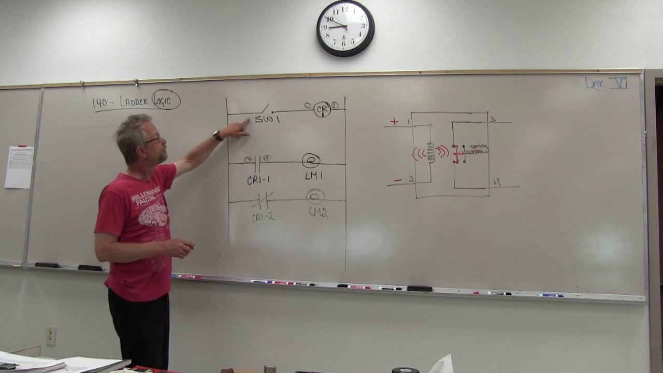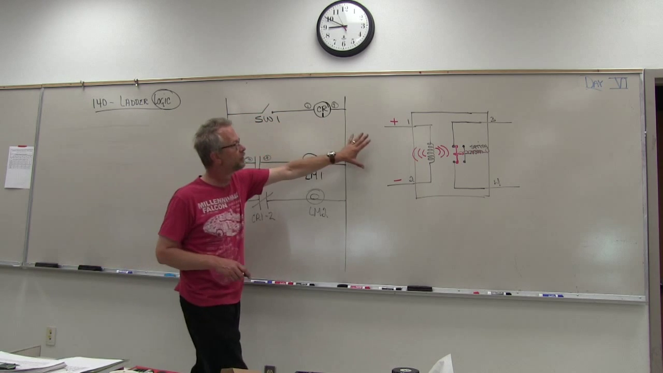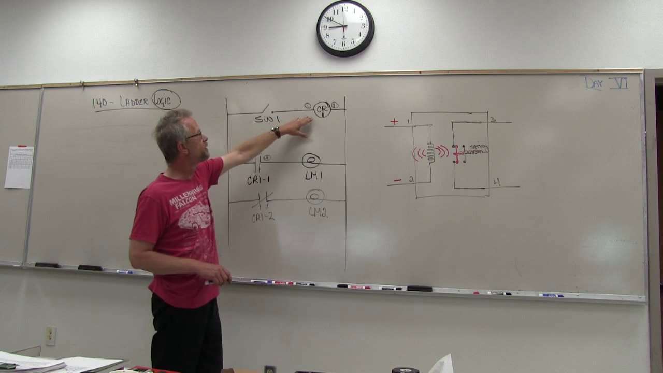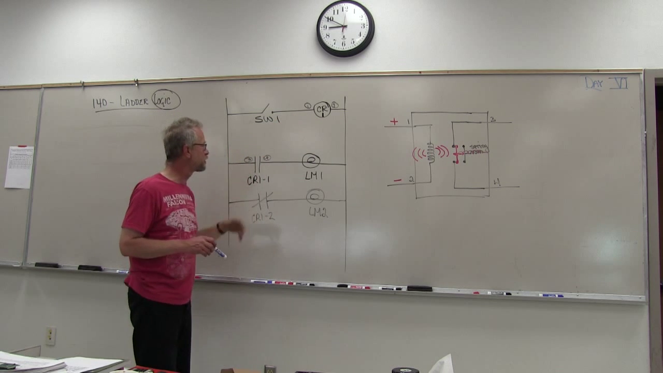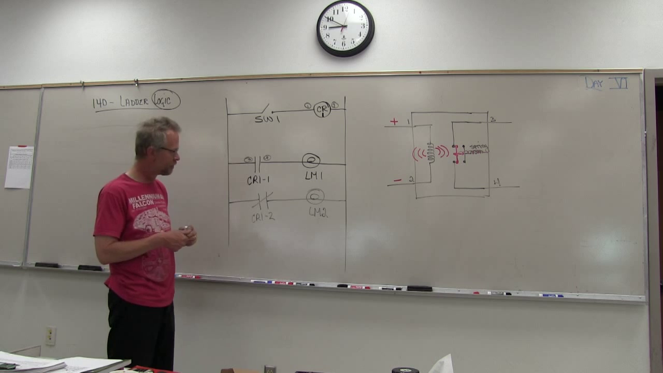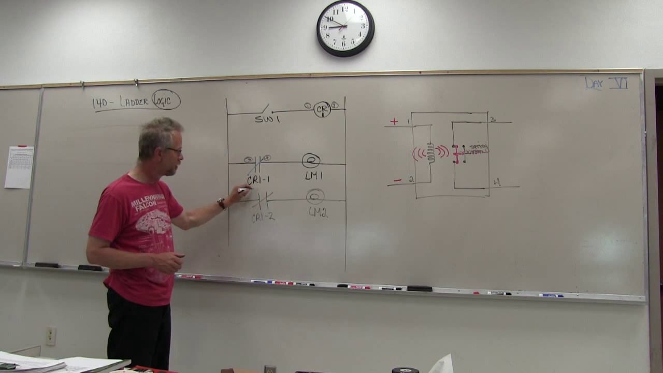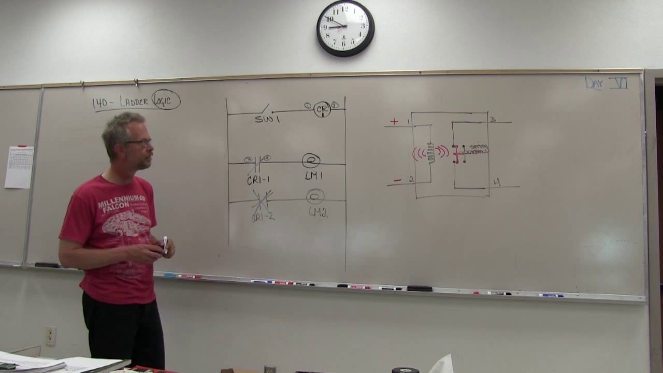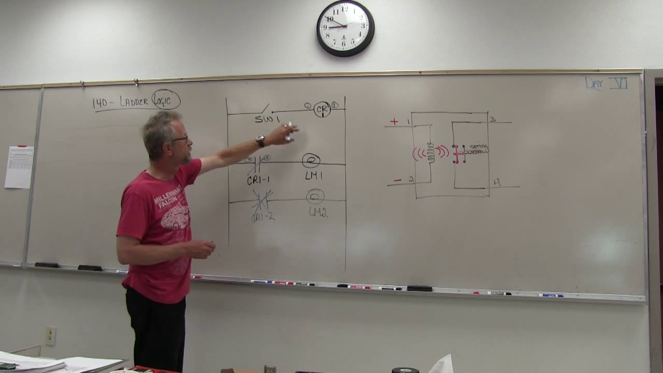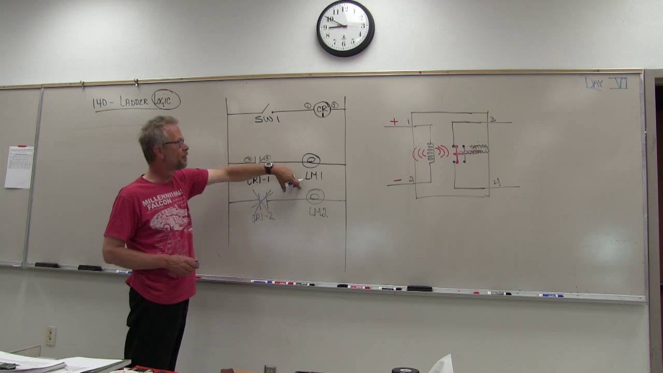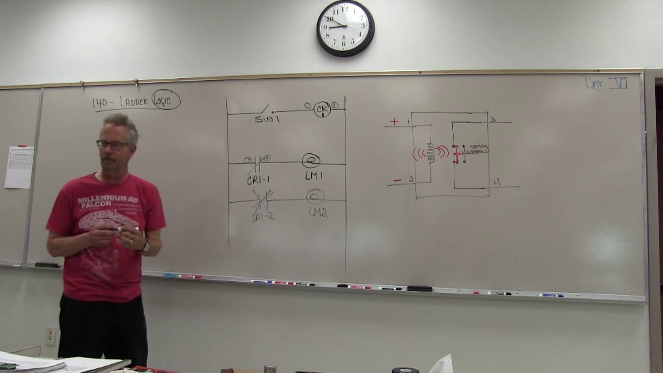So switch 1 controls the coil of this contactor. And when the coil is energized, what happens to CR1-1? It closes. This closes, this one opens. So when I press down the switch, this light goes on, this light turns off. When I let the switch up, we go back to the original condition.